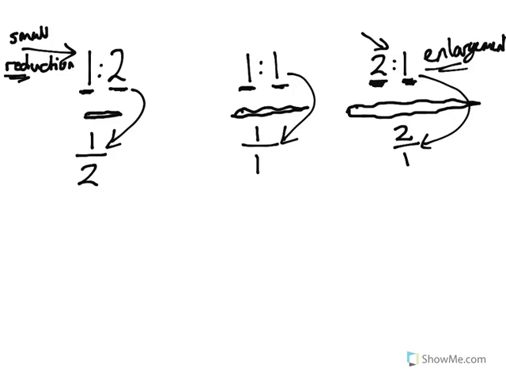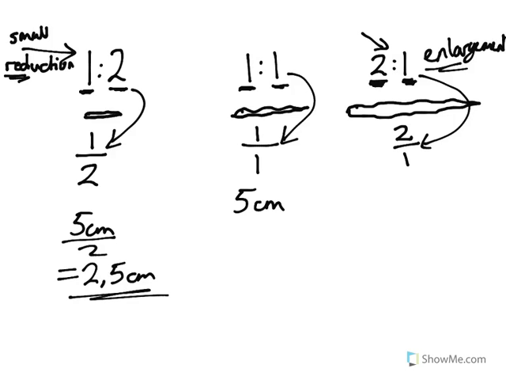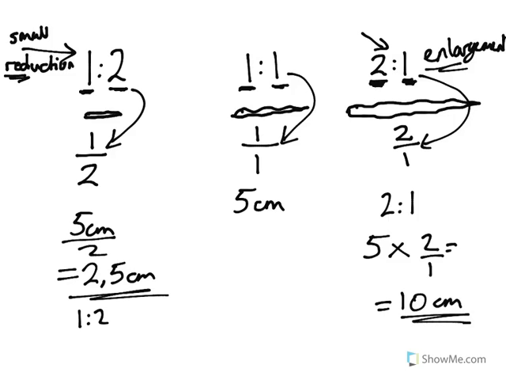If we have that this worm was 5 centimeters in reality, what would it be if we drew it in the ratio 1 to 2? Well, we would be halving the 5 centimeters, and we would draw it as 2.5 centimeters long. So our reduction in the ratio of 1 to 2, our worm would be 2.5 centimeters. If we were to draw the worm in the ratio 2 to 1, it's like we'd be multiplying by the factor 2 over 1, so it would be 10 centimeters.